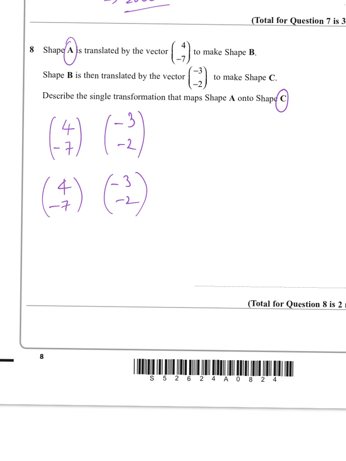But the way we add vectors is important. We have to look at the components. So we have the x components here. For the first vector we had the x component of 4, and we need to add that to -3, which was the x component of the second vector. It doesn't matter which order we do this in, because we'll still end up at the ending place, which is shape C. So 4 and -3 gives us 1. Then we do the y components just the same, so we have -7 and -2, and that gives us -9. So the answer I would write here is 1, -9, and that would be how to get from A straight to C in one go, i.e. a single transformation.